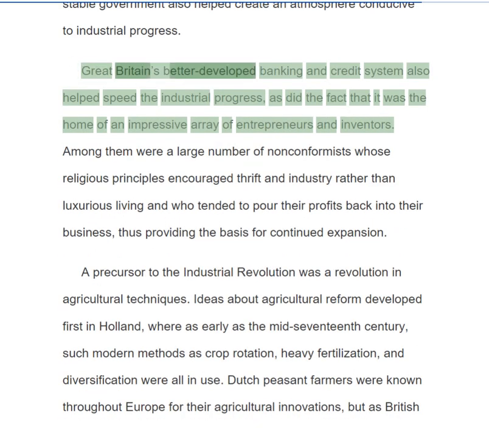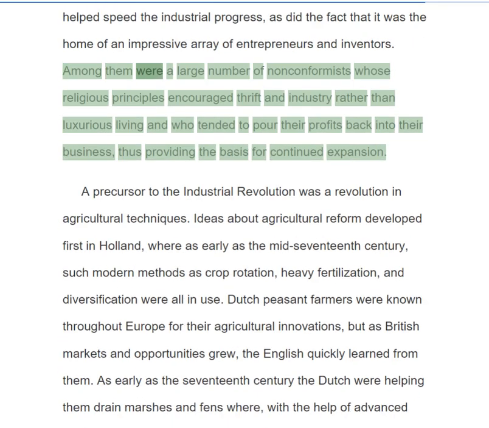Great Britain's better developed banking and credit system also helped speed the industrial progress, as did the fact that it was the home of an impressive array of entrepreneurs and inventors. Among them were a large number of nonconformists whose religious principles encouraged thrift and industry rather than luxurious living and who tended to pour their profits back into their business, thus providing the basis for continued expansion.